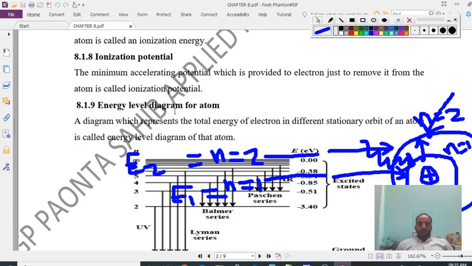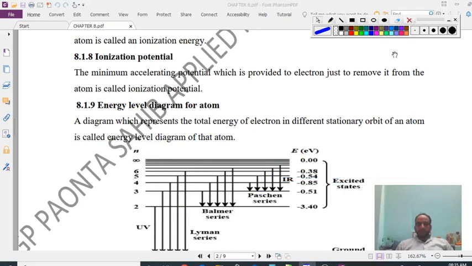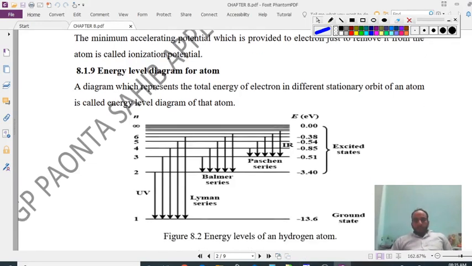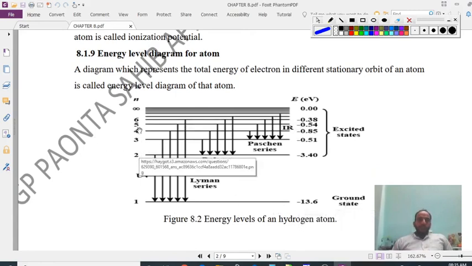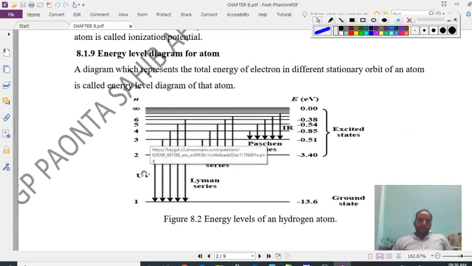Next are energy level diagrams for an atom. A diagram which represents the total energy of an electron in different stationary orbits of an atom is called the energy level diagram of that atom. For example, n is equal to 1 is the ground state, n is equal to 2 is the higher excited state, and so on: n is equal to 3, 4, 5, 6 and up to infinity. There are different energy levels.